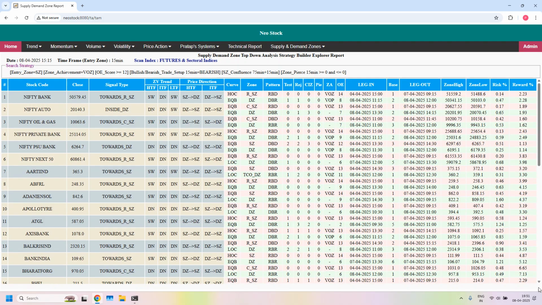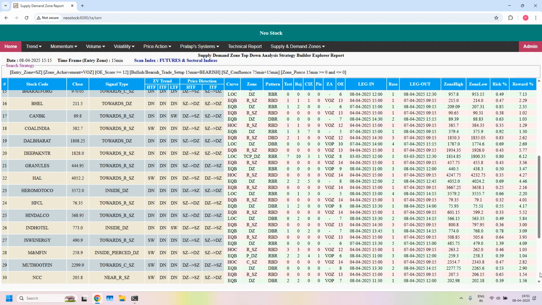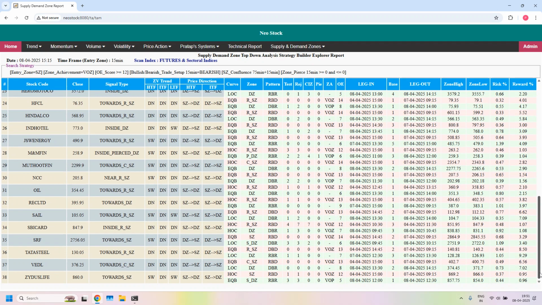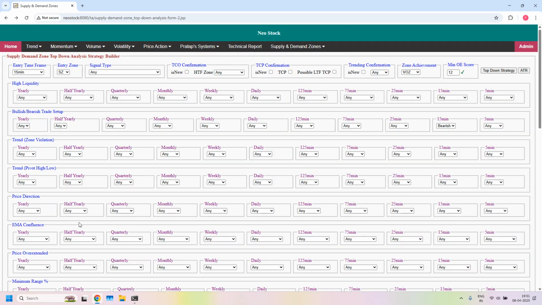First 15 stocks in the list. I am scrolling the list down. So total 38. In all these 38 stocks, 15 minute supply zones overlapped with 75 minute supply zone. And the 75 minutes trend is down in all these stocks, ITF trend. So let's verify how many of the 75 minute supply zones have daily EMA confluence, because the 15 minute supply zone is inside the 75 minute supply zone.